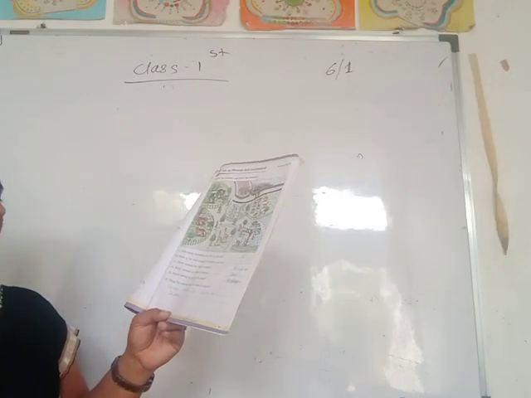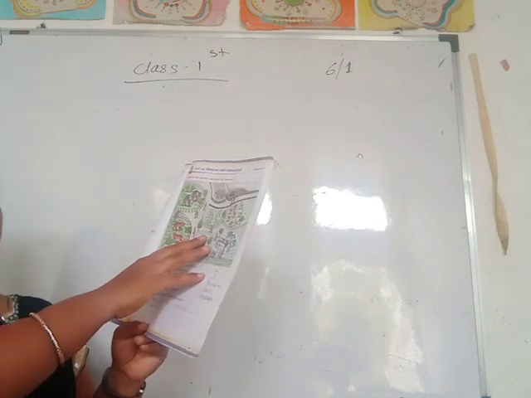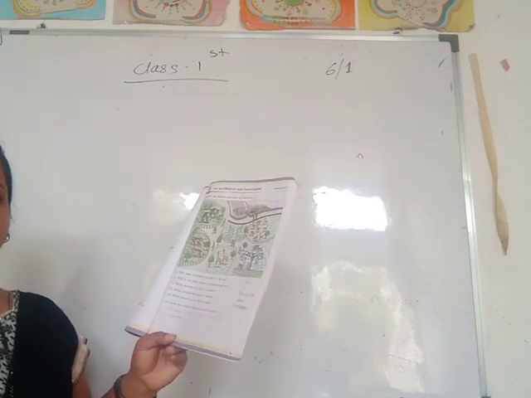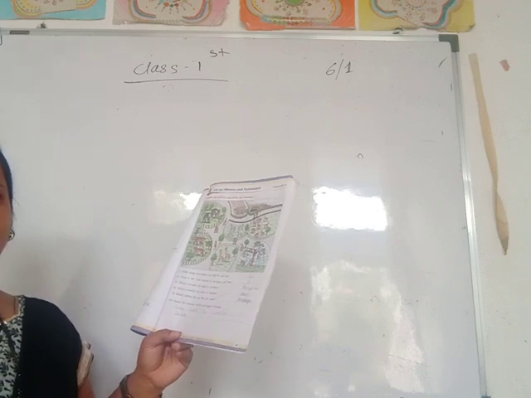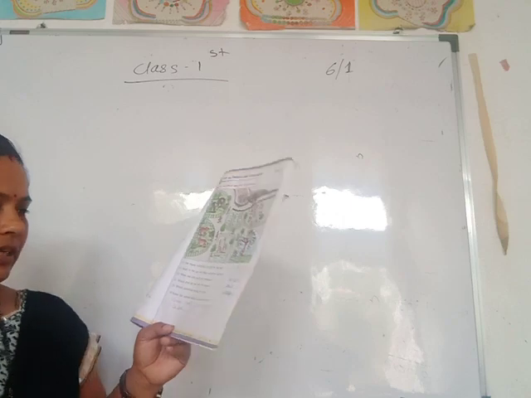Then next one see, which animal do you like the most? Among these animals, which animal do you like the most? Here the maximum number of students like the monkey the most of these animals.